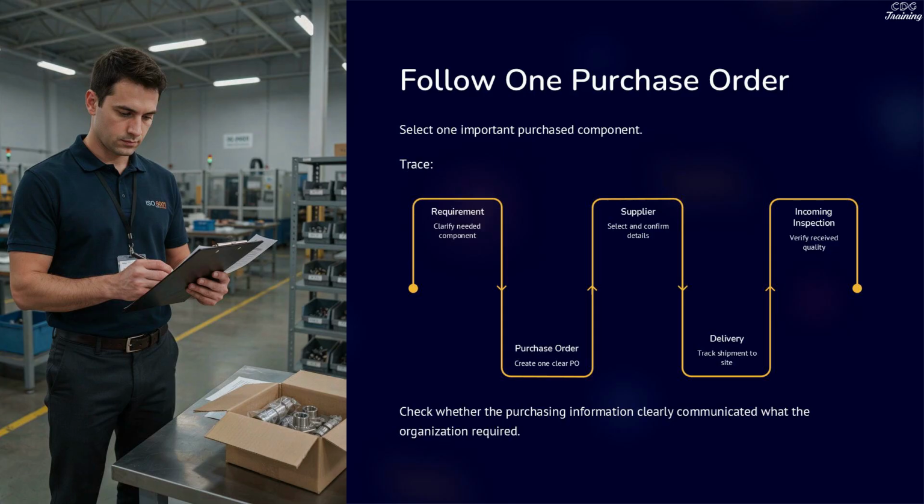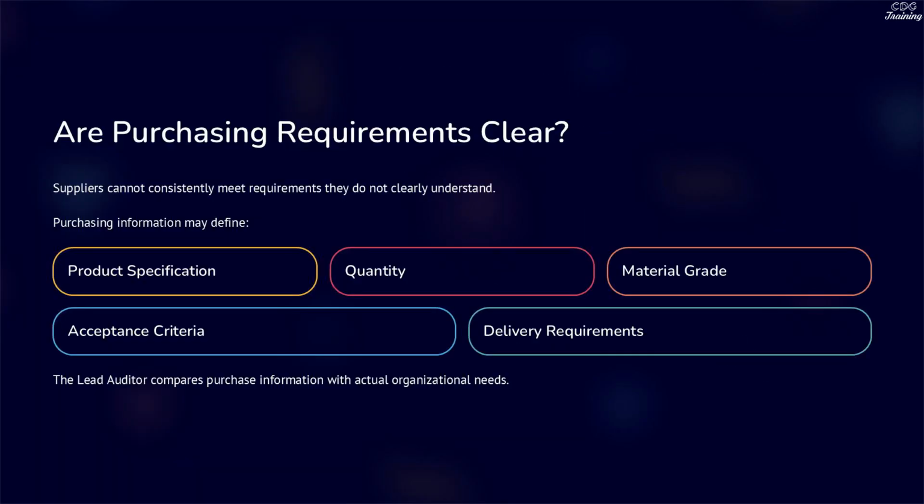Check if the purchasing information communicated what the organization required. Suppliers need clear requirements to meet organizational needs. Define product specifications, quantity, material grade, acceptance criteria, and delivery requirements to ensure clarity.